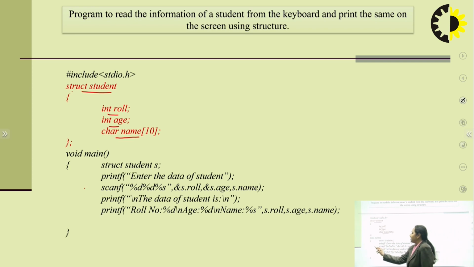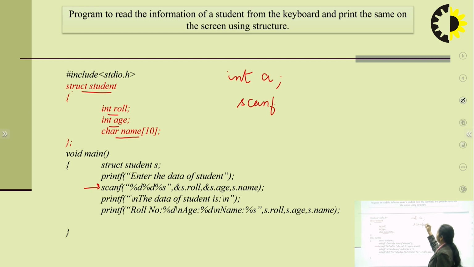Now the change occurs here while we are taking input from the user. When we are using a normal variable, if I write int a and I want to take a value from the user, what will I write? I will write scanf %d and a. Normally the address of variable a, and whatever value is input by the user is stored in a.